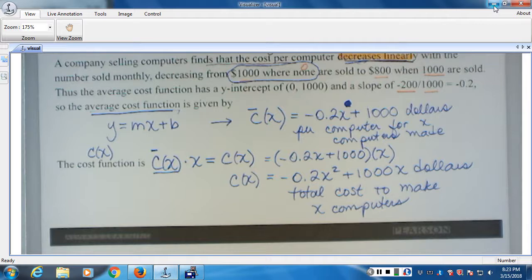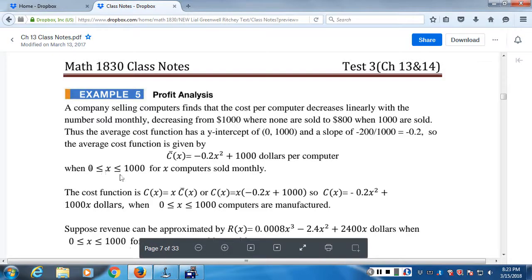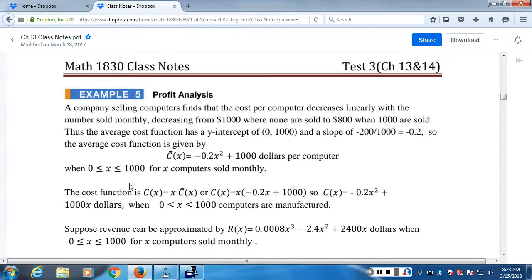Now notice that it specifies too that that's only valid from 0 to 1,000. The reason that would only be valid for 0 to 1,000 is because if you make 1,000 computers, then your profit is going to be 0. And I'm sorry, I said profit. Your cost is going to be 0. So after that, you can't have negative costs. So past 1,000 computers, the cost function doesn't work.